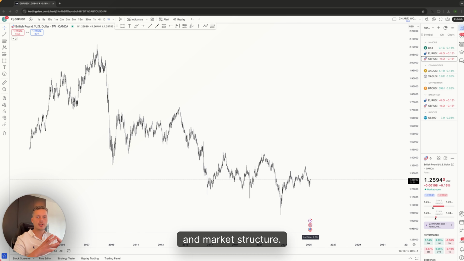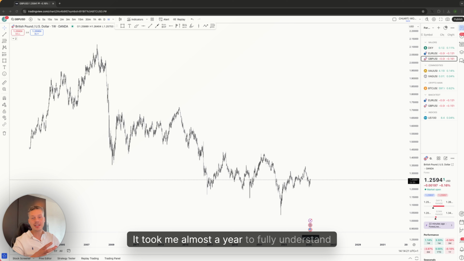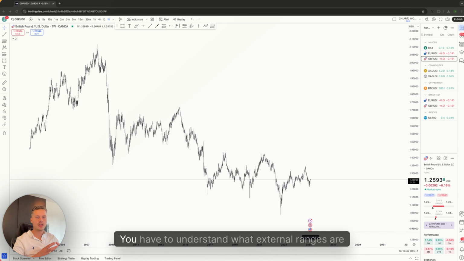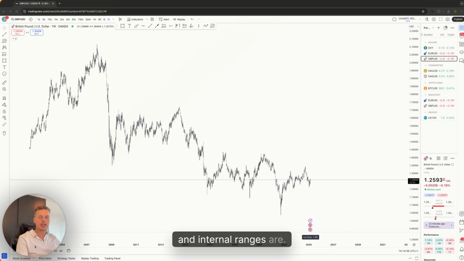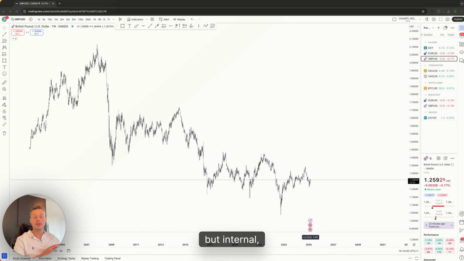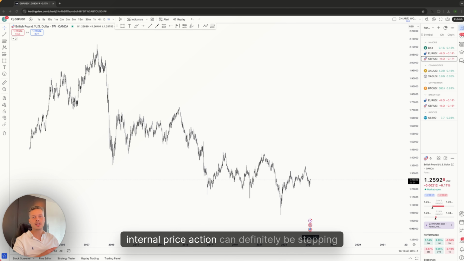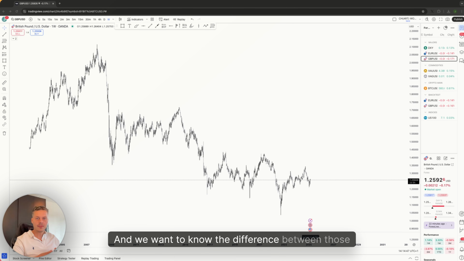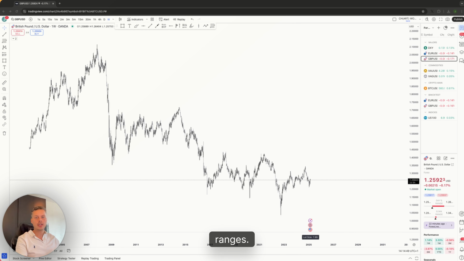And market structure, it took me almost a year to fully understand market structure and to put it into practice on the charts. And only market structure, honestly, is not enough. You have to understand what external ranges and internal ranges are. Because externally we can be stepping up, but internal price action can definitely be stepping down. And we want to know the difference between those ranges.